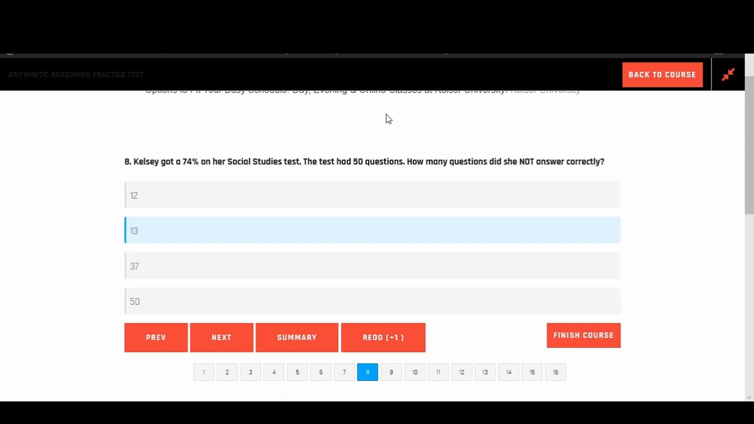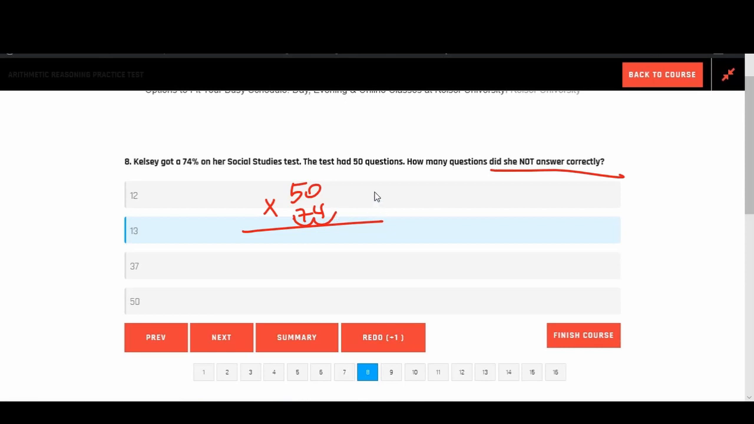Okay. All right, number 8 says Kelsey got a 74% on her social studies test. The test had 50 questions. How many questions did she not answer correctly? So if she got a 74%, that means she got 50 times 0.74 correct. Again, we're multiplying a whole number by a decimal.